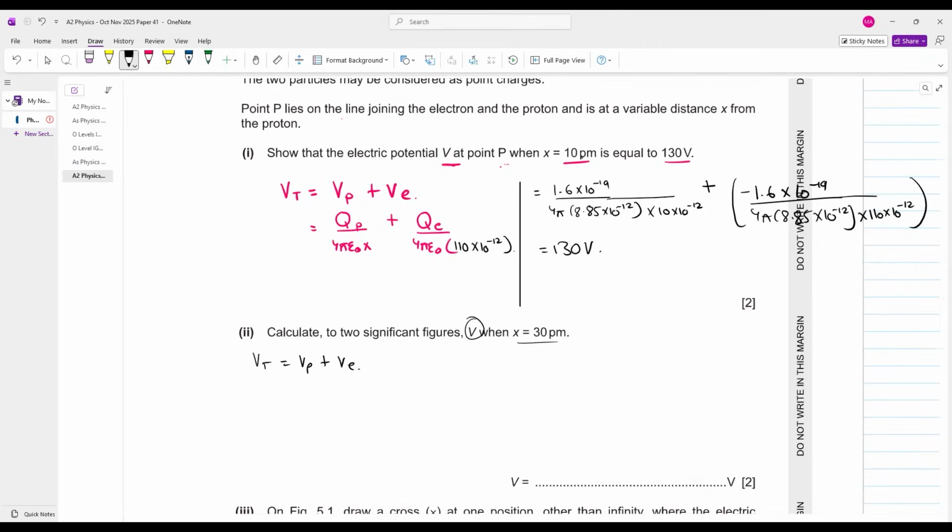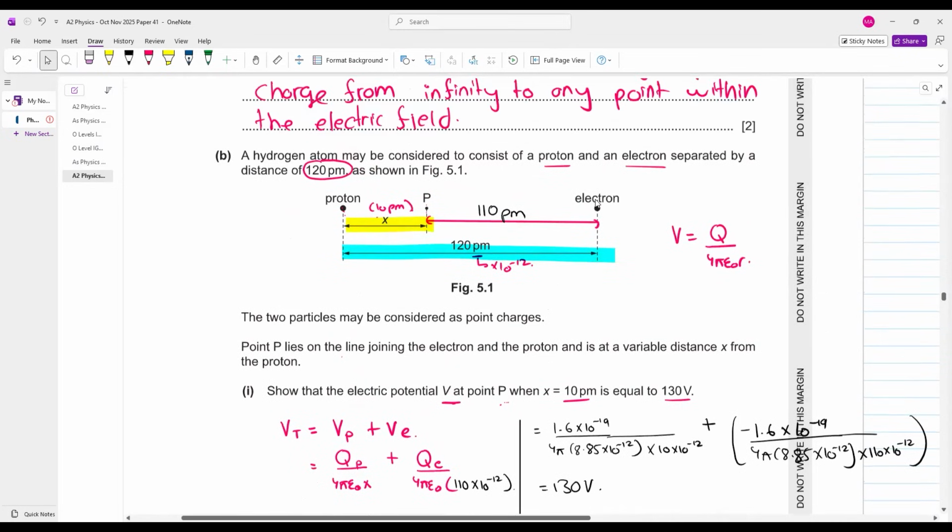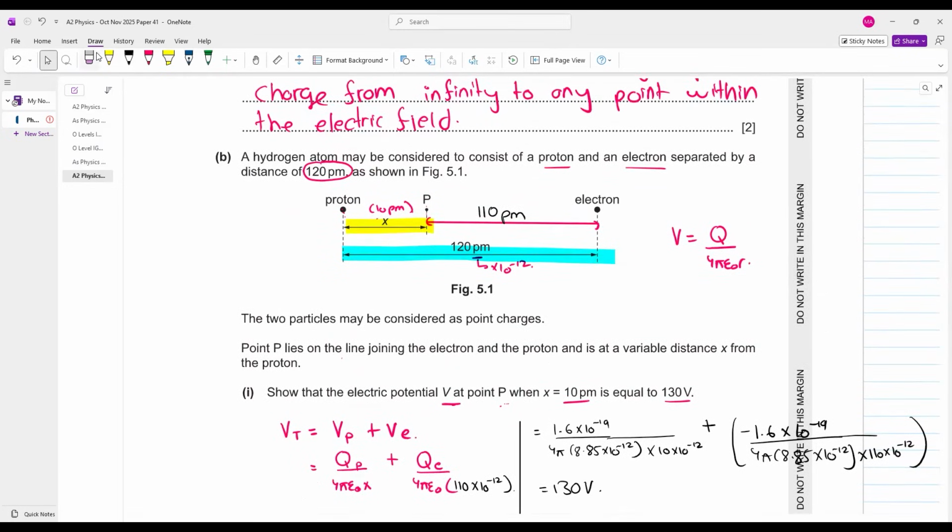Apply the same formulas. How will you find the electric potential of the proton? Charge of proton over 4 pi E naught x, plus charge of electron over 4 pi E naught. Now, this time you will not have 110 picometer as the distance from the electron. Some things have now changed. Now, if you realize, the total distance is still 120 picometer.